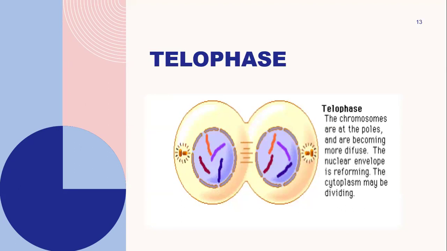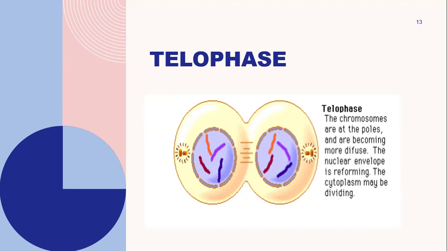Then the spindle fibers are going to break down. Then we'll have the chromosomes becoming less visible. Remember that they became visible at prophase. So now they're going to become invisible, okay?